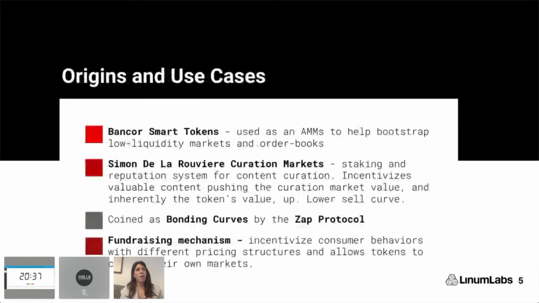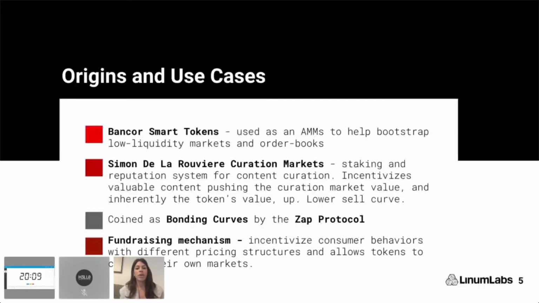But so where do bonding curves come from? Bonding curves hit the DeFi scene a couple years ago in many different corners around the same time. So Bancor, Simon de la Rouviere, and Zap individually all kind of thought of this concept at the same time. There's not a concrete line that says one was influenced by the other, although it is possible. But they each developed it for different reasons.